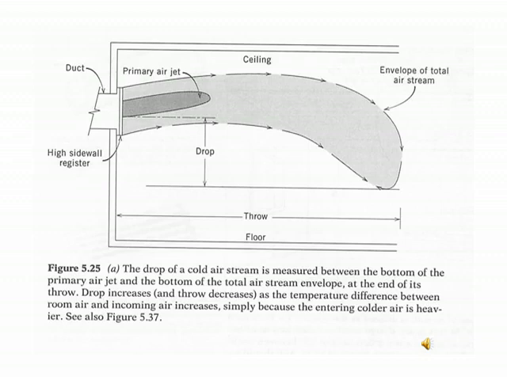At the end of the air throw, the drop increases as the temperature difference between the room air and the incoming air increases, simply because the entering colder air is heavier than the hot air. So this will be the air coming from the duct. There will be a primary air jet, and the air is going through, going down. So that will be the envelope of the total air stream. So you can see the flow.